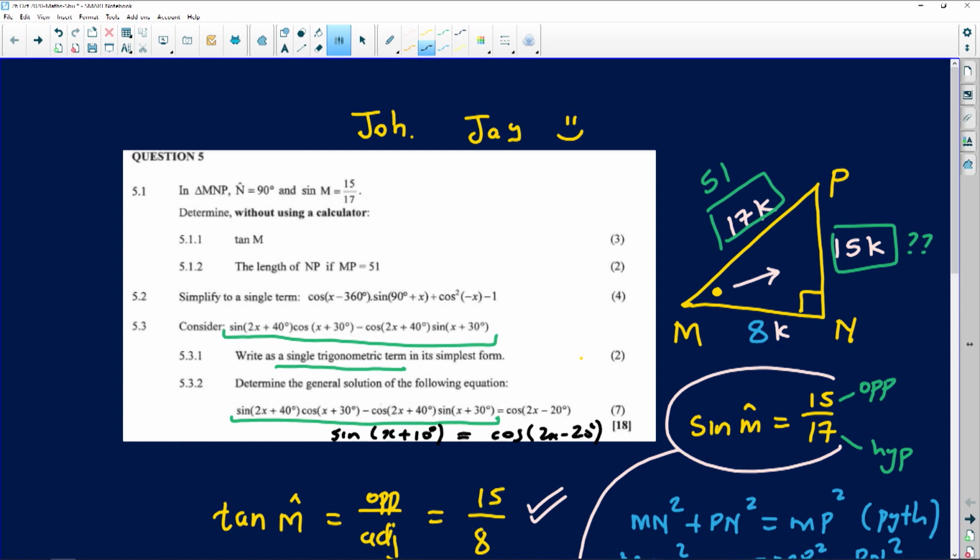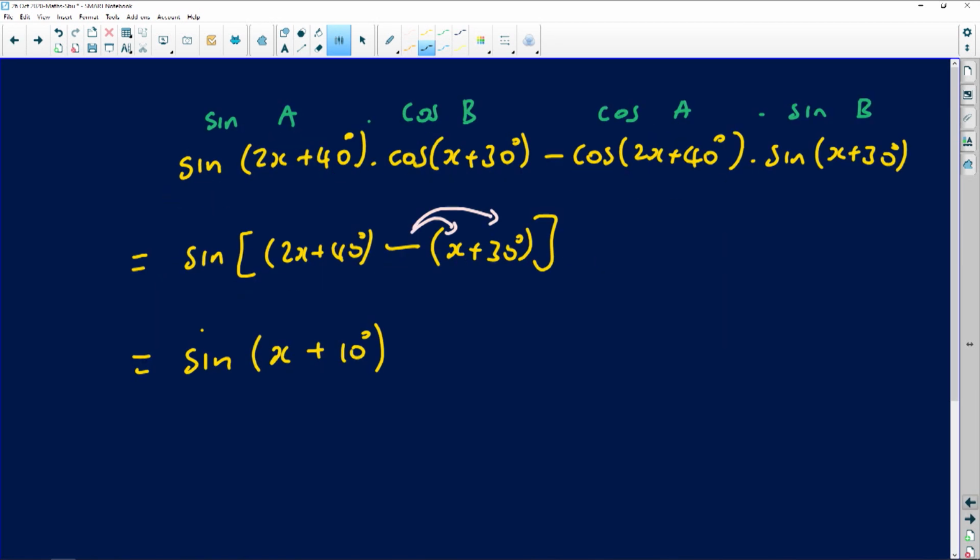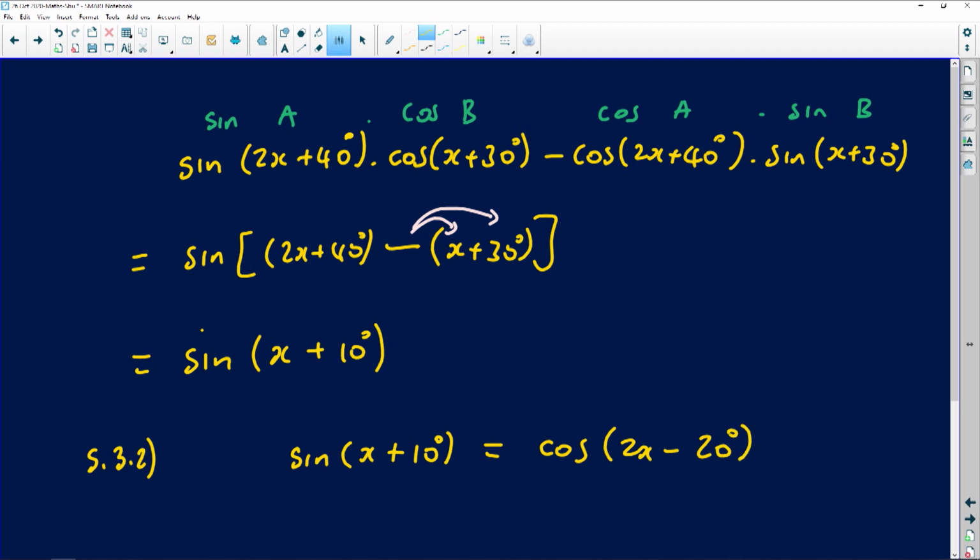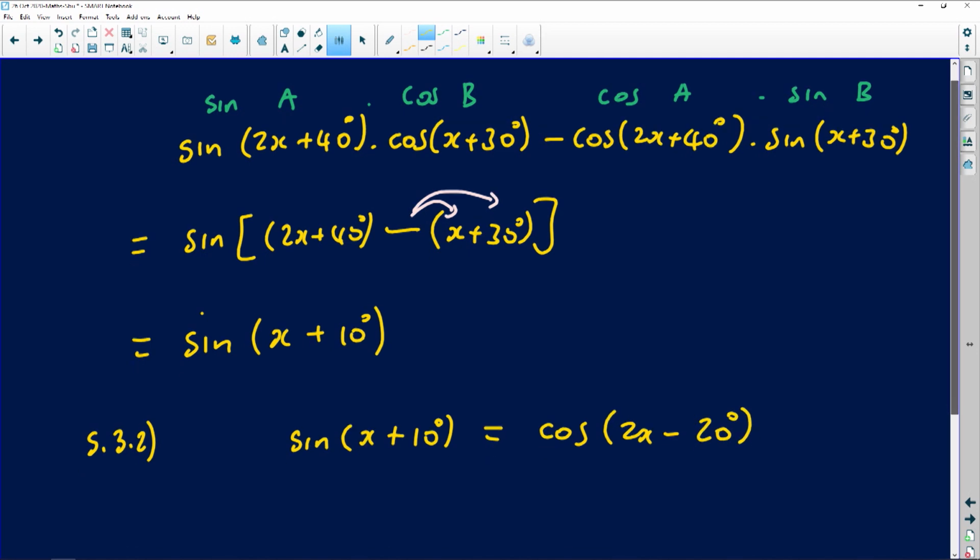Okay, so let's go back and check how we can find our way around this. The follow-up question that is asking for the general solution is 5.3.2. On the left-hand side, we can see this simplified to sine of x plus 10 degrees. On the right-hand side, we are given the cosine of 2x minus 20 degrees. We are required to find the general solution of this.